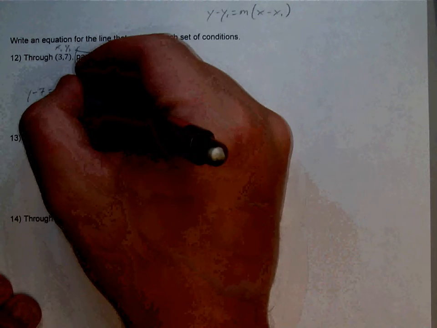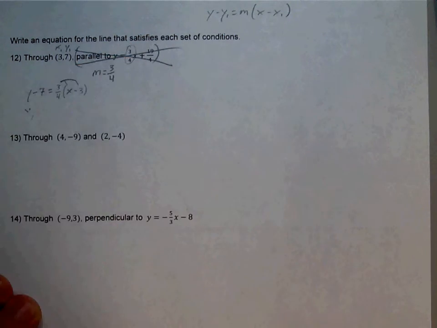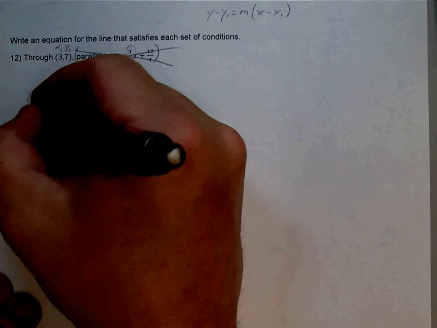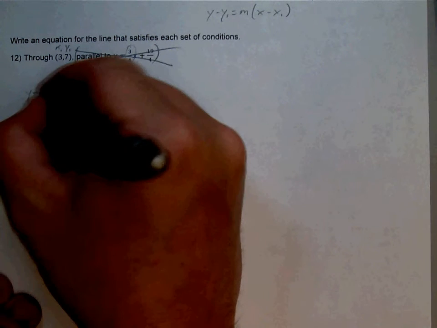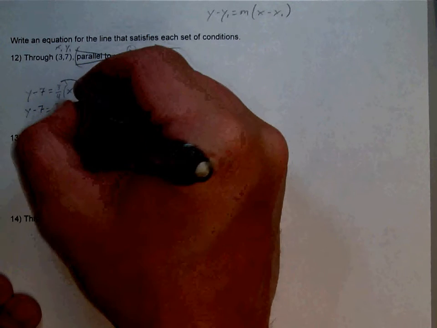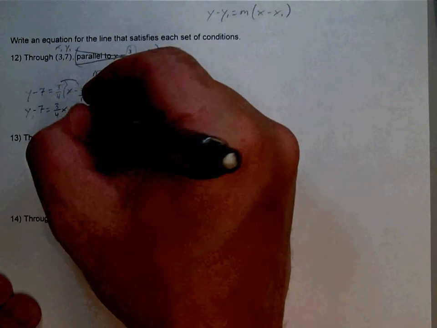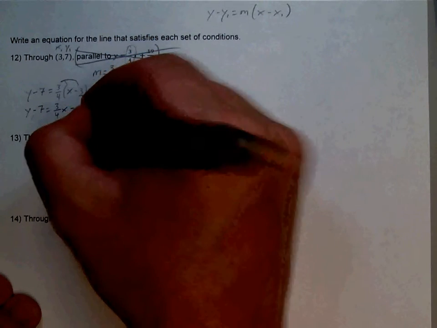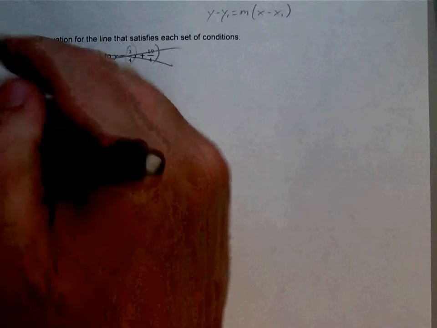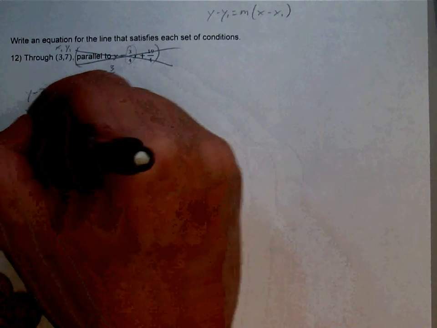Now I have to distribute the 3/4. So 3/4 times x is 3/4 x minus, that's a 3/1, so 3 times 3 is 9. I get 9/4. Then I need to add 7 to both sides of the equation.